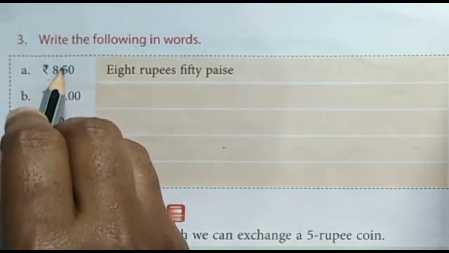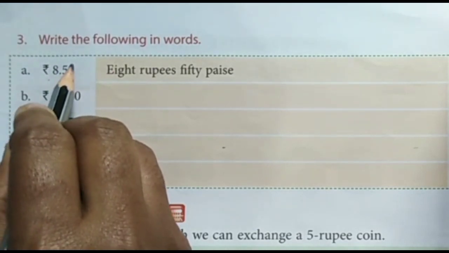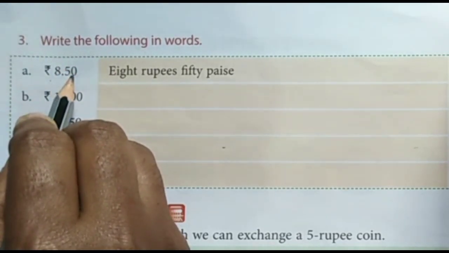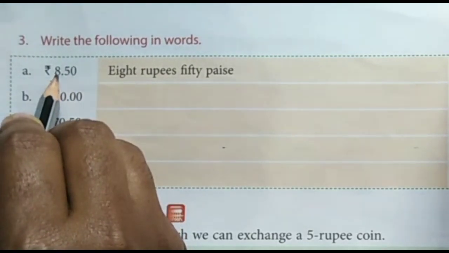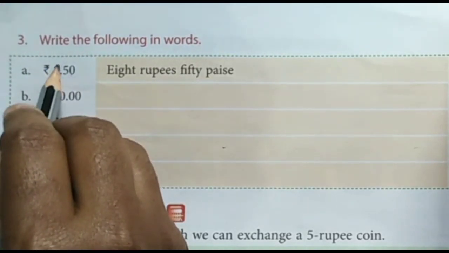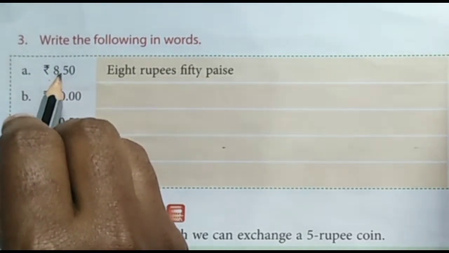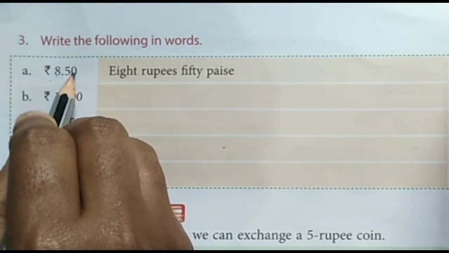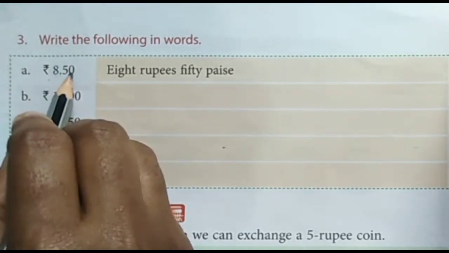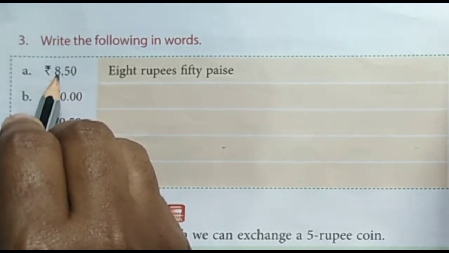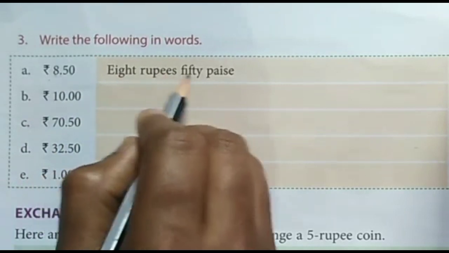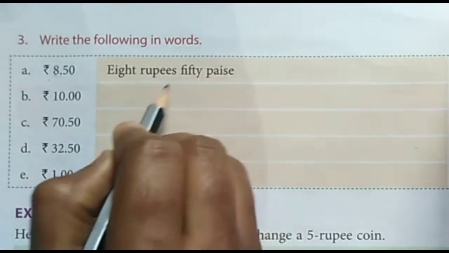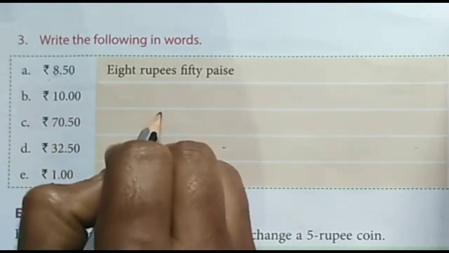This is the dot and this is the right side of the dot. The numbers on the right side of the dot represent paise, and the numbers on the left side, this is the left side, denote rupees. The number on the left side of the dot is 8 and the number on the right side of the dot is 50. So here the given amount, we can write it as 8 rupees 50 paise. Like this way we should write the given amounts in words.